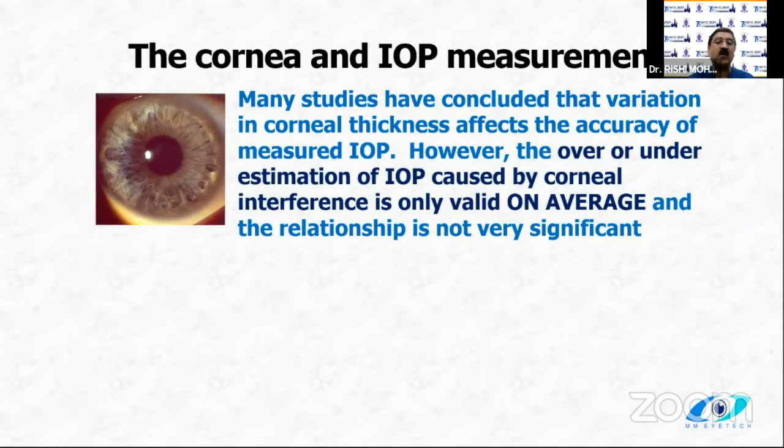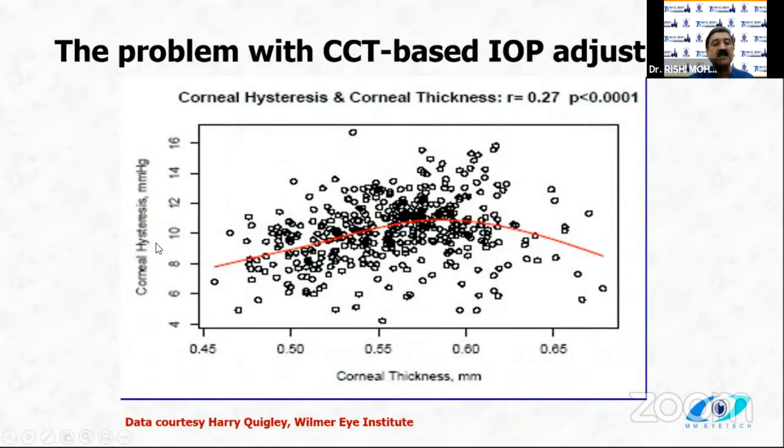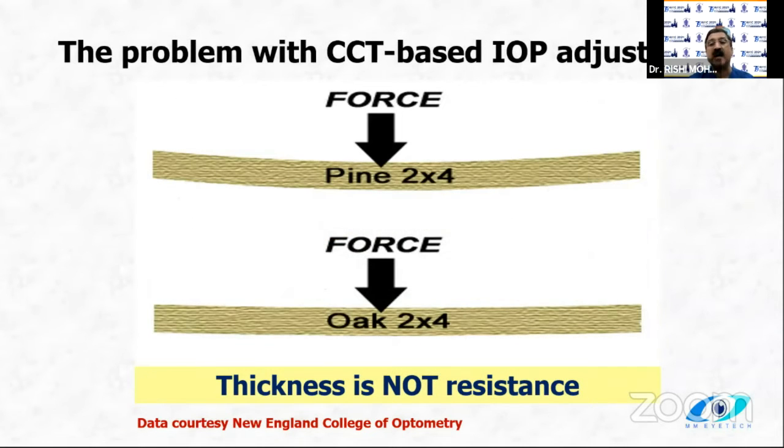So studies have concluded that the variation in corneal thickness affects the accuracy of measured intraocular pressure, but the over or underestimation of the pressure caused by this corneal interference is only valid on average. The relationship is not very significant, and it is actually an error to just look at the corneal thickness algorithm and try and make the assessments and the corrections of the intraocular pressure based on the CCT algorithm. So if one looks at certain biomechanical aspects such as the hysteresis, and we can compare them with the corneal thickness, you can see from the scatter diagram that there is hardly any relationship. The thin corneas can have high hysteresis levels, the thick cornea can have low hysteresis levels, and it's scattered all over the place with a very, very poor R value. So the relationship between corneal thickness and hysteresis, which is a biomechanical property, is very poor. And this is the problem with CCT-based IOP adjustment algorithms.